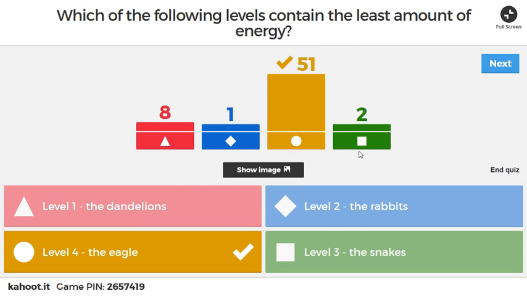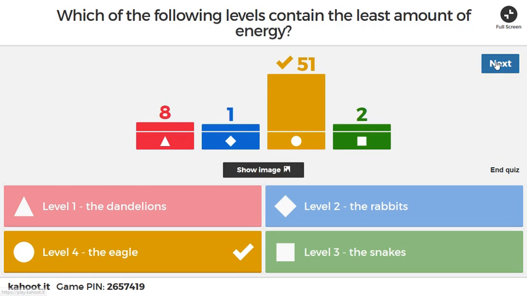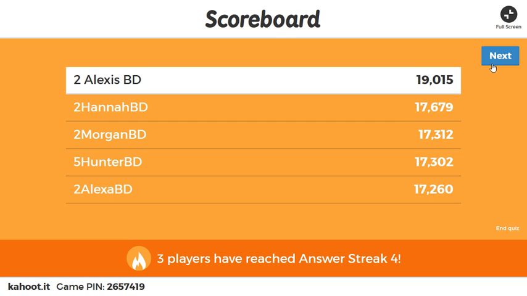Okay, and it's going to be level 4, the eagle. So we have level 1, 2, 3, and 4. At level 1, we're going to have the most amount of energy, because remember, level 4 is going to be the least amount of energy because only 10% moves up. So if we had, say, 10,000 here, this level will have 1,000, here we'd have 100, and here we'd only have 10, because only 10% moves up each time. All right, let's move on.